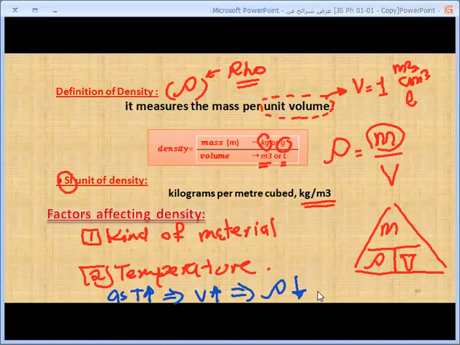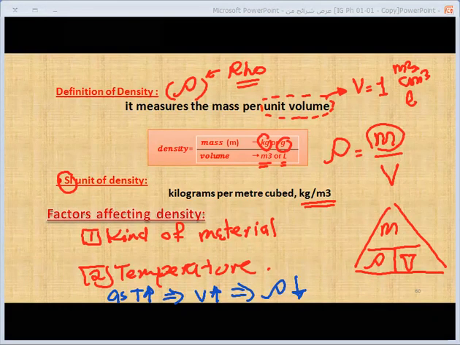Okay, so let's clear the drawing. Or before clearing the drawing, let me listen to your questions. Go ahead, Youssef Ashraf. Okay, Sir, hello. I did not understand the kind of material, the factors. Here in the factors, kind of material means what?